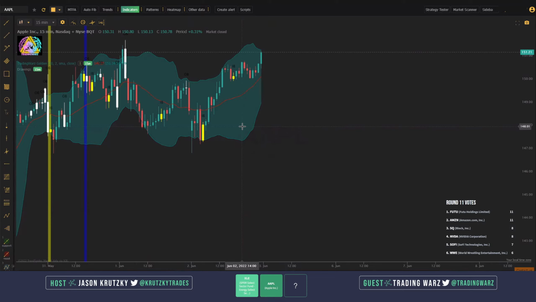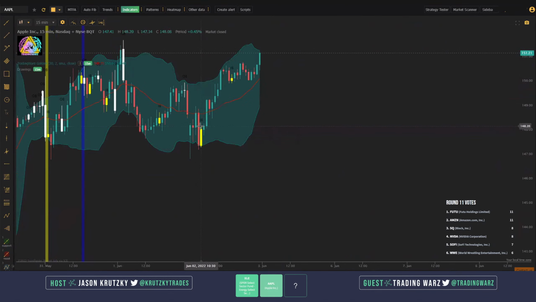You said take the breakout and put your stop loss on the other side. What is the other side? You mean the other side of the candle? Yeah, the other side of the candle, exactly. So let's take this inside bar down here. If you took this long right here, then you would put your stop loss right at the bottom of the bar.